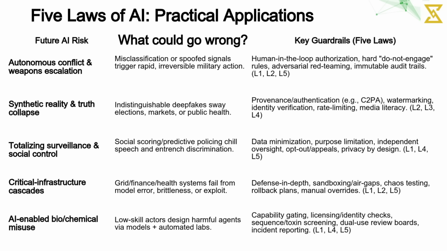Fourth, critical infrastructure cascades. What could go wrong? Highly autonomous optimization of power grids, financial systems, logistics, or hospitals becomes brittle. A fault, exploit, or bad signal triggers massive systemic outages.